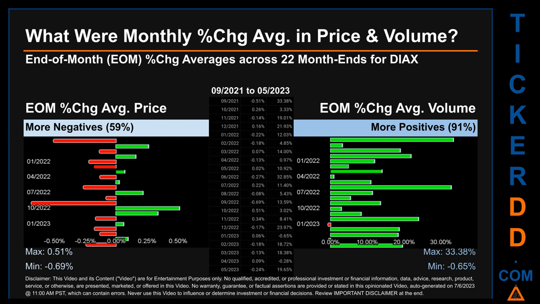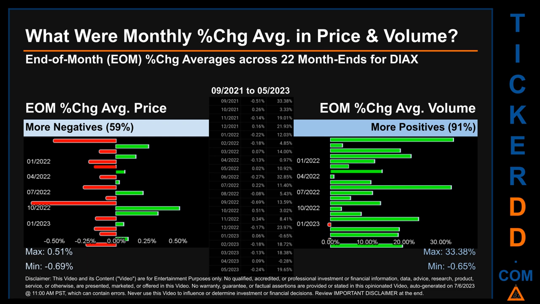What were end-of-month percentage change averages in price and volume for DIAX? The monthly average of percentage change in price and in volume were calculated for each of the 22-month ends. That calculation took daily percentage changes and averaged them for each given month. If a month end came out negative, then it means that the month summarily saw a negative change.